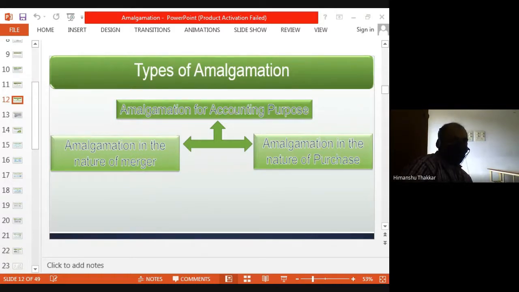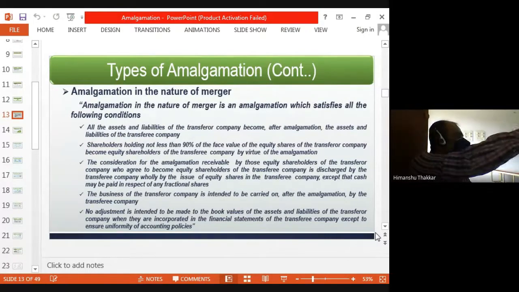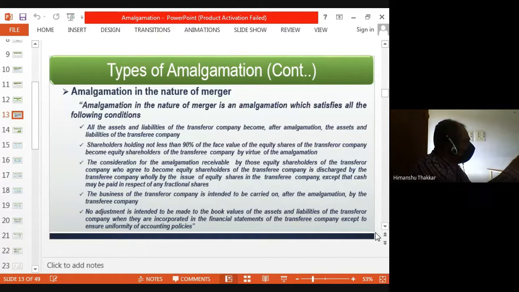Okay. Now for amalgamation, there are 5 conditions that you need to follow. Now, don't worry too much about this. This is more of a theory point of view. In sums, you don't have to check whether it's a merger or purchase. They will tell you in the question whether you have to prepare the balance sheet as per merger or as per purchase. They will be very clear. They will not tell you to decide for yourself whether it's a merger or purchase. They will tell you clearly.